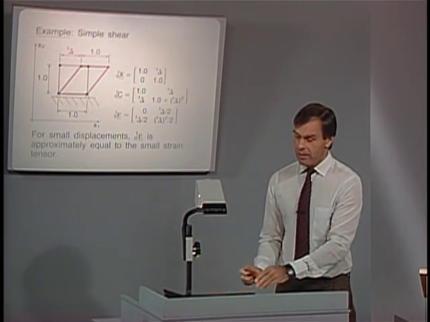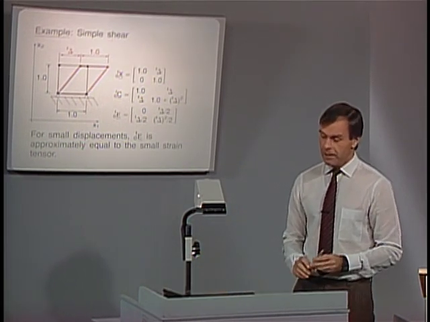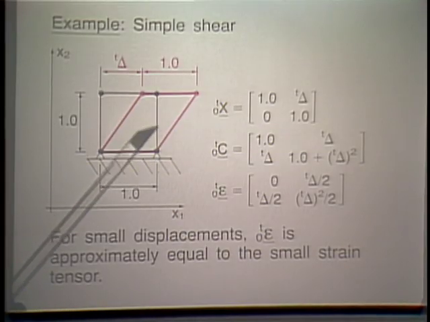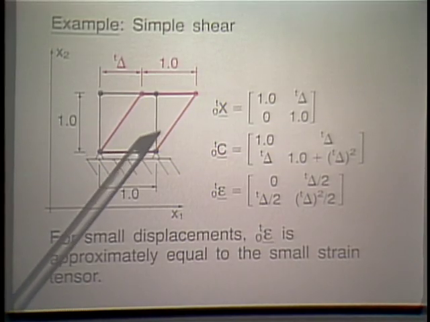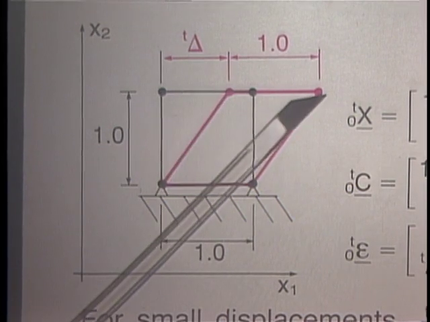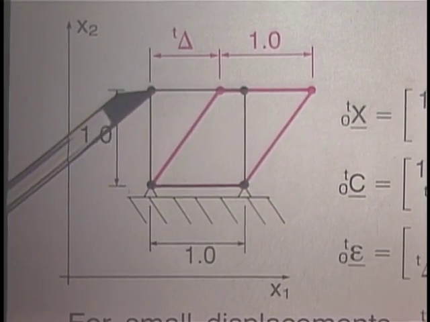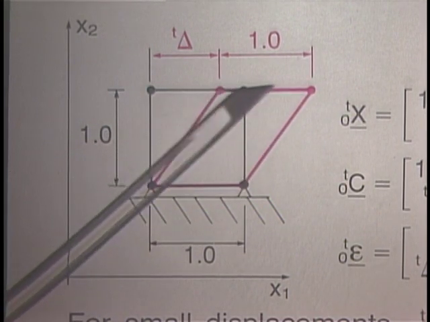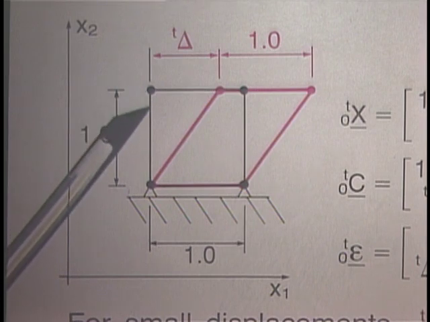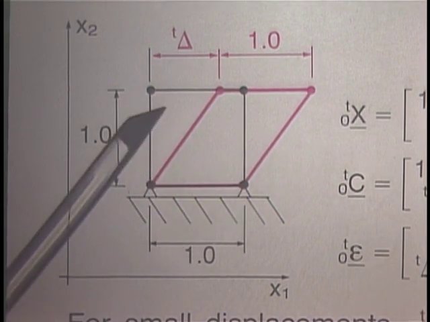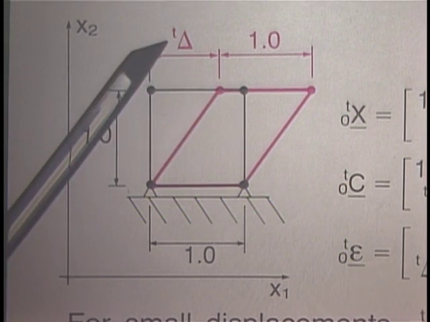Here we look at the example of a simple shear deformation. Originally, the element that we're looking at is in this configuration, and it is sheared over. You can think of this top line being simply moved over horizontally into the red configuration. Notice that the original length here is 1. This length is also 1. Notice that the movement over is t delta.